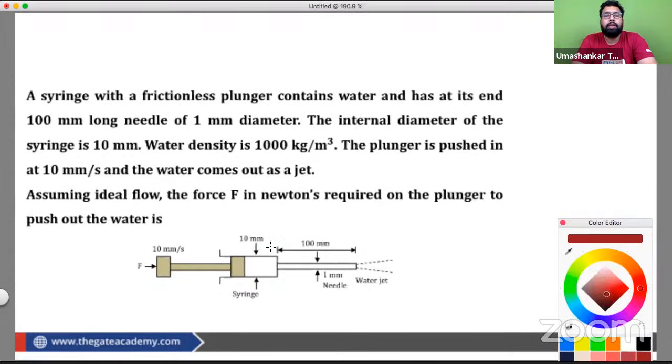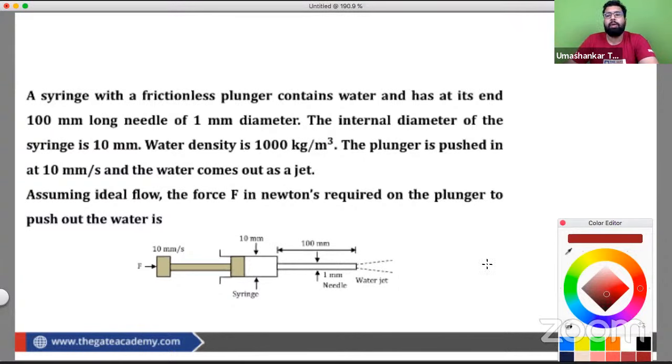So what does this question say, beta? A syringe with a frictionless plunger contains water and has at its end a 100 long needle of 1 diameter. The internal diameter of the syringe is 10. Water density is 1000 kg per meter cube. The plunger is pushed in at 10 per second and the water comes out as a jet. Assuming ideal flow, find the force F in Newton required on the plunger to push out the water.